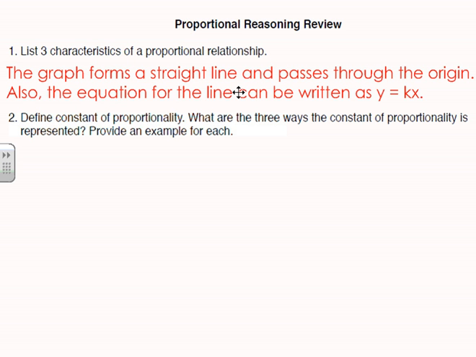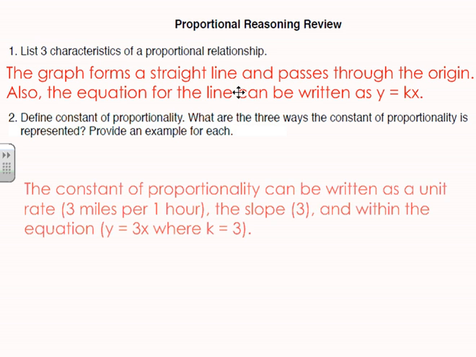Number 2, define the constant of proportionality. What are the 3 ways the constant of proportionality is represented, with an example for each? So the constant of proportionality as a definition really is just unit rate. It's how much for one of something else. So we can write it as a unit rate. An example would be 3 miles per 1 hour. It's also the slope if you're looking at the graph, so that would have a slope of 3. And if you have the equation, it's the value for k, where y equals kx. So for this example, it would be y equals 3x.